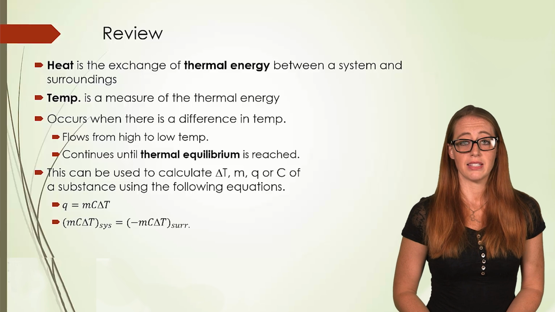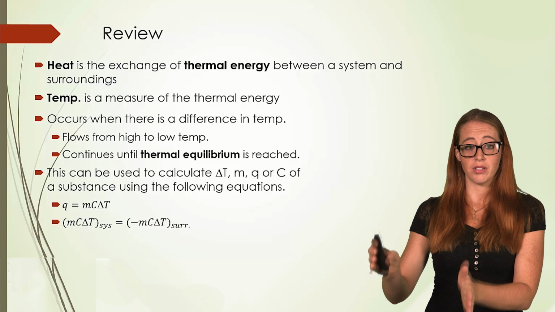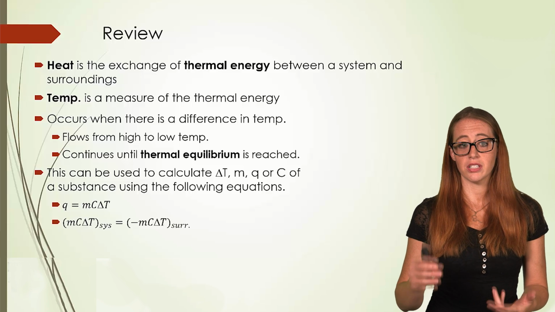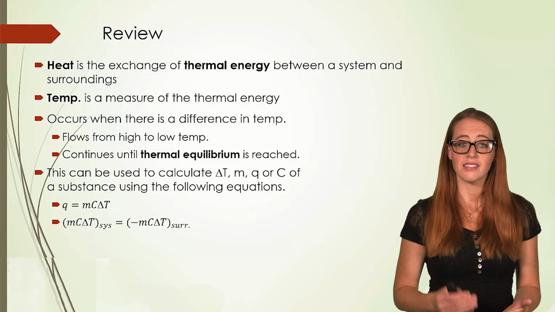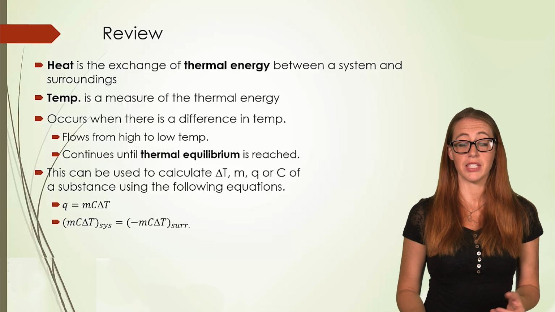Using Q equals mcΔT, either in its individual form or when we have them both together, can be used to calculate ΔT, final temperature, initial temperature, mass, heat, or C, given that you're given the other ones in the problem.